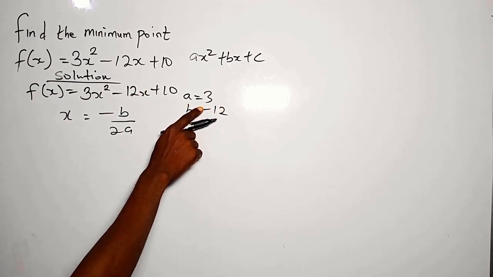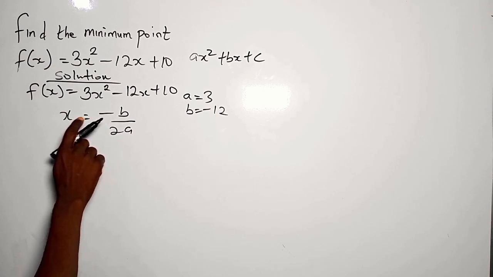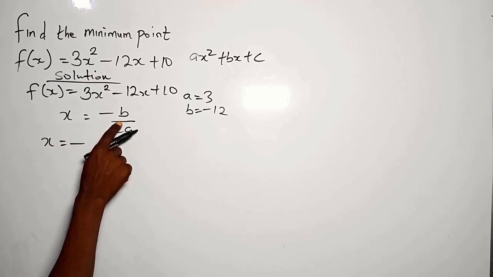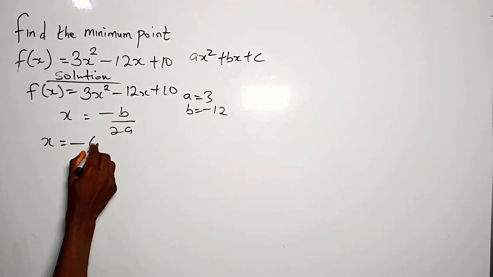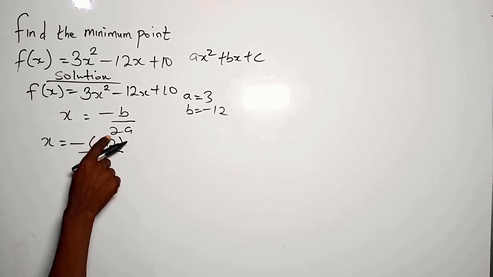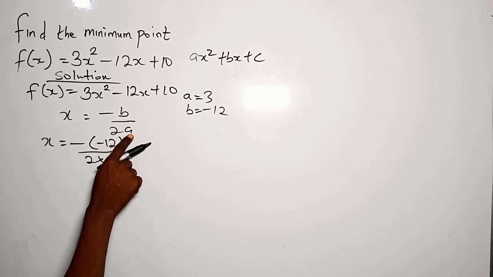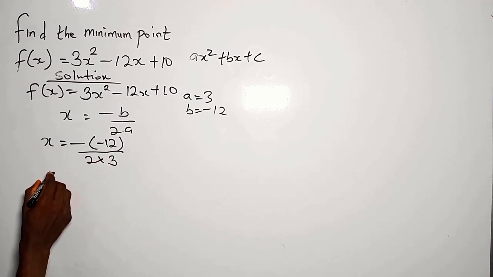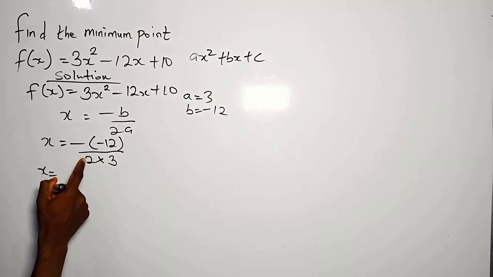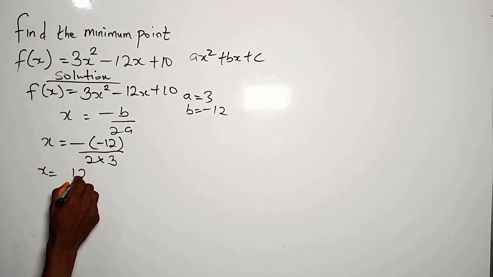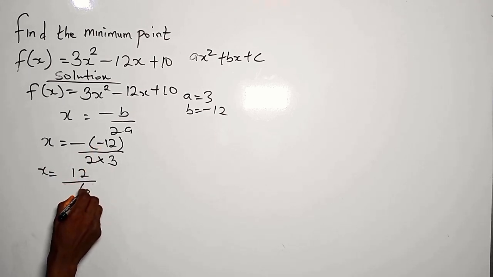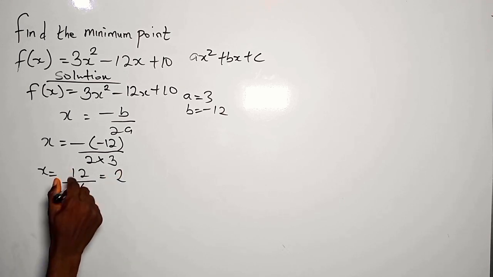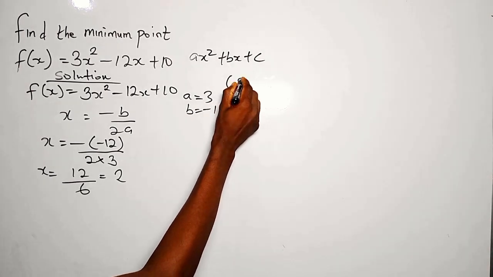So we plug this back into this formula. To determine the x coordinate, we say x equals minus, for b, which is minus 12, minus 12, over 2 times, for a, which represents 3. When we simplify, minus times minus is plus, so we have plus 12 over 2 times 3, that is 6. When we divide this, we have 2. So x is 2.